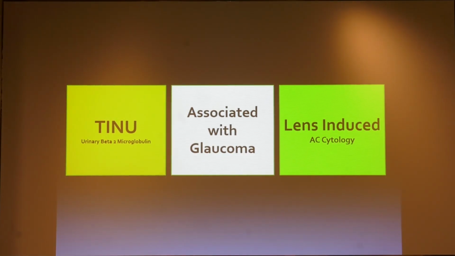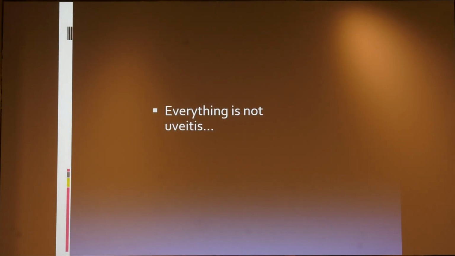Now, newer uveitis entity, for example, tubulointerstitial nephritis syndrome, usually presents with anterior uveitis, sometimes with intermediate uveitis, seldom with posterior uveitis, where urinary beta microglobulin you have to find. Uveitis can be associated with glaucoma, such as Posner-Schlossman or Fuchs uveitis. Now, I have already shown you the clinical picture. Lens-induced uveitis, where AC cytology can be important.